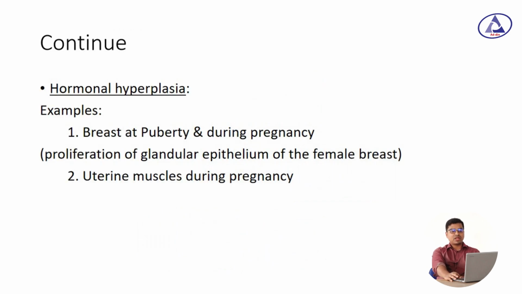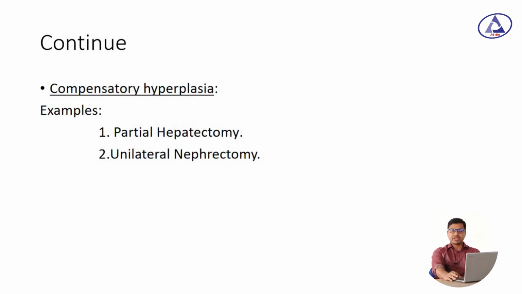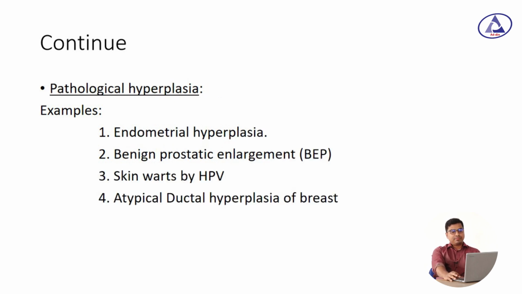Examples of hormonal hyperplasia: number 1, breast at puberty and during pregnancy, proliferation of glandular epithelium of the female breast, and uterine muscle during pregnancy. Compensatory hyperplasia examples: partial hepatectomy, unilateral nephrectomy. Examples of pathological hyperplasia: endometrial hyperplasia, benign prostatic enlargement, skin warts caused by human papilloma virus, atypical ductal hyperplasia of breast.